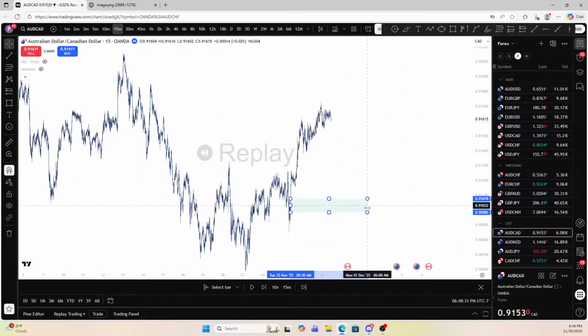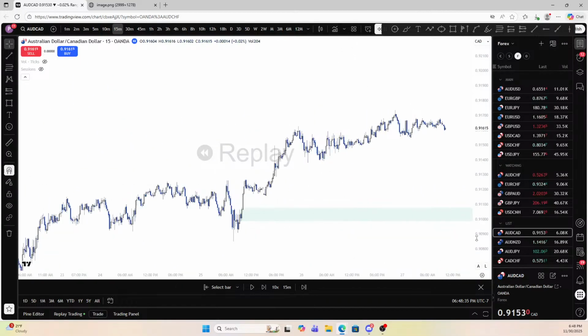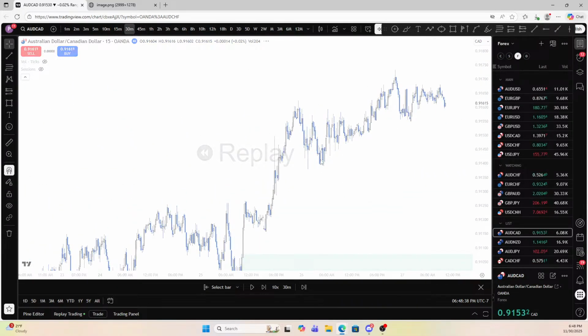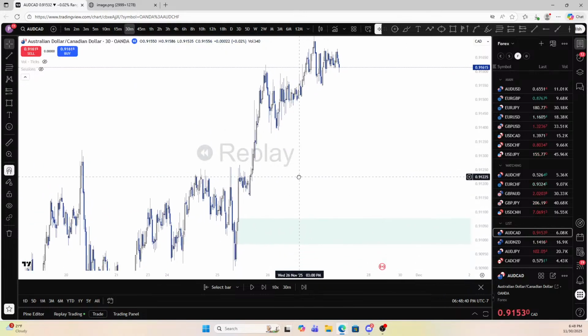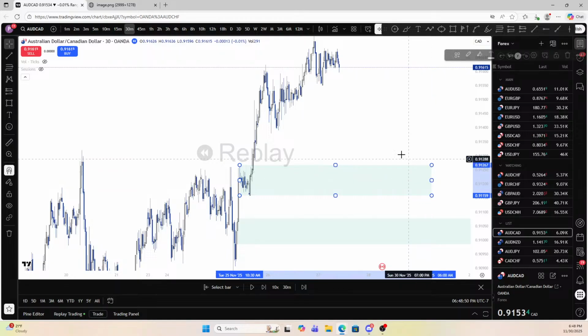Just going to drag this across. I'm looking for any expansions, as always. Right now I'm on the 15-minute. Maybe we go up to 30. This expansion is pretty obvious. Here's some more structure demand that's created, so we can look at that as well. We'll mark that up. Great.